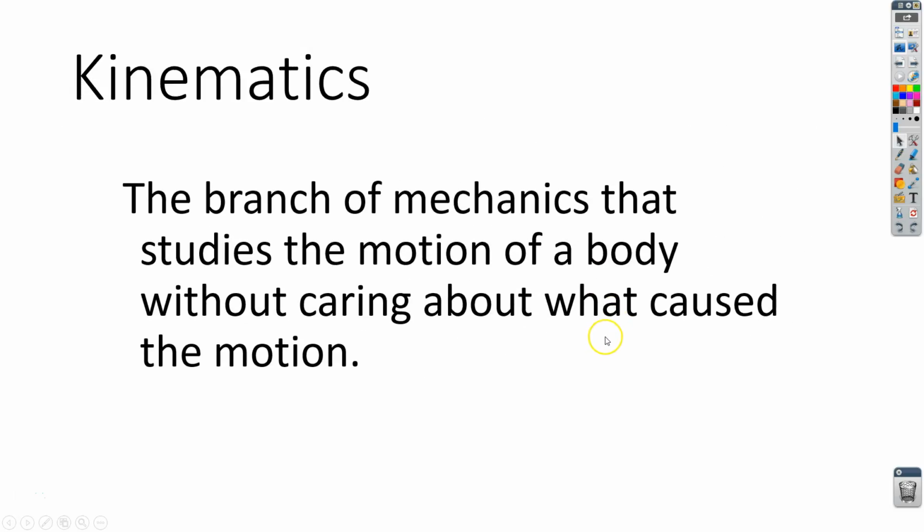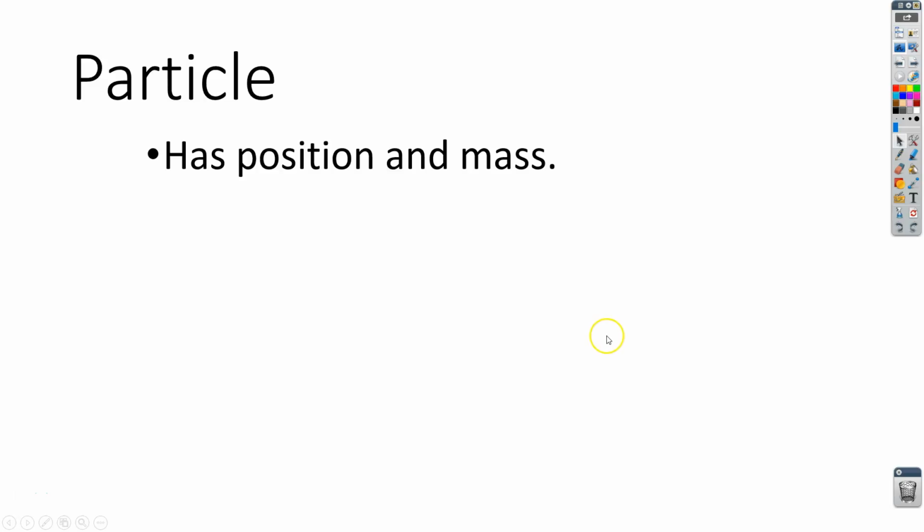Kinematics is really just that branch of mechanics that studies the motion of a body, and it really doesn't care what caused the motion. So mechanics, we said, was force and motion. Kinematics is just the motion itself. So we need to define a few things.